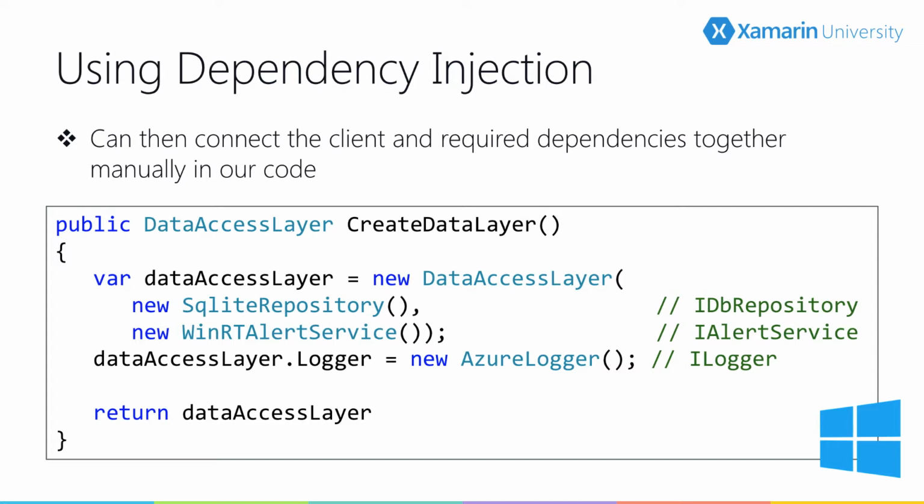Here's an example. If we wanted to create an instance of the data access layer that worked with a SQLite repository, well, we have to provide that information. Our first parameter is a SQLite repository instance. And to show the messages, we're here using a WinRT alert service. And we want our data to be logged to Azure. So obviously we implement some sort of ILogger implementation that works with Azure. And then we can just return our specifically configured data access layer instance and use it.